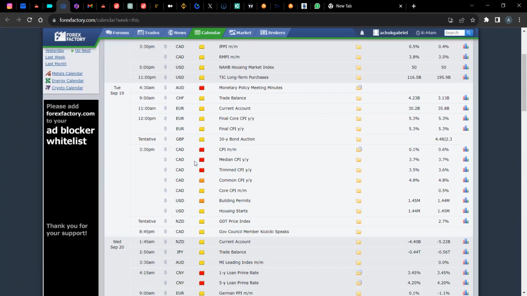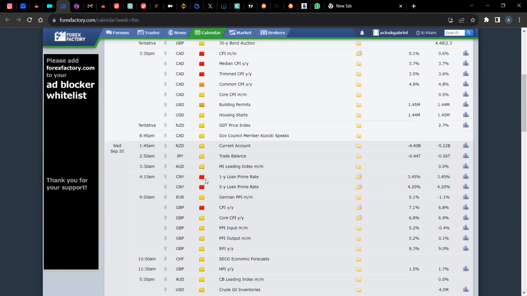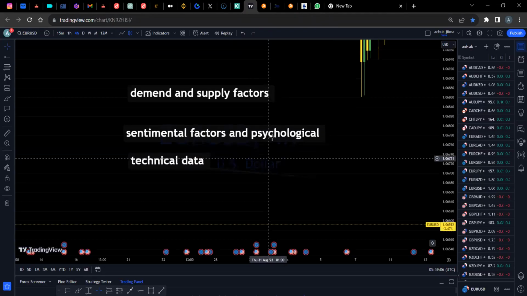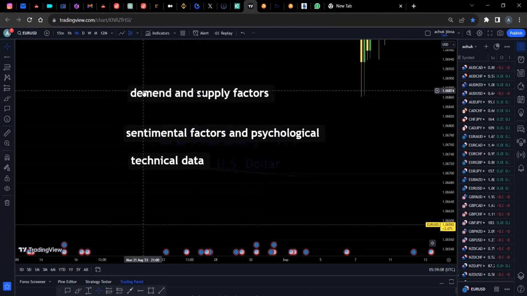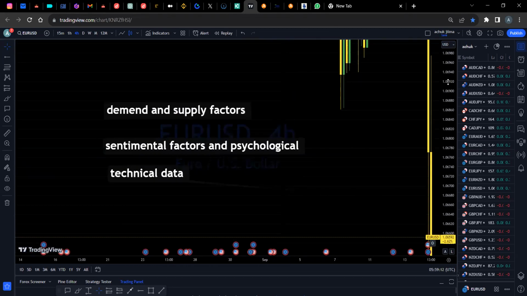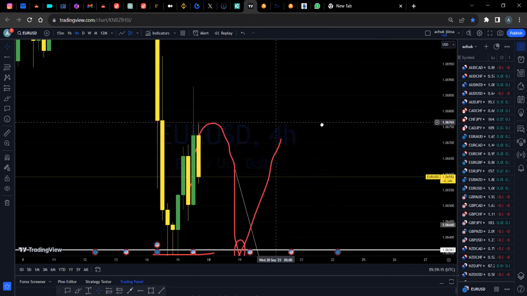On Tuesday again, by 3 p.m., we have the Canadian CPI, the Canadian Consumer Price Index on a monthly basis. So this is another factor which will move the market. And then on Wednesday we have the Chinese data, I think, and then the pound CPI yearly. So these are some of the technical data that move the market. Once you have a clear understanding of these three factors that move the market, you will be in a better position to trade. You will know exactly how you want to trade.